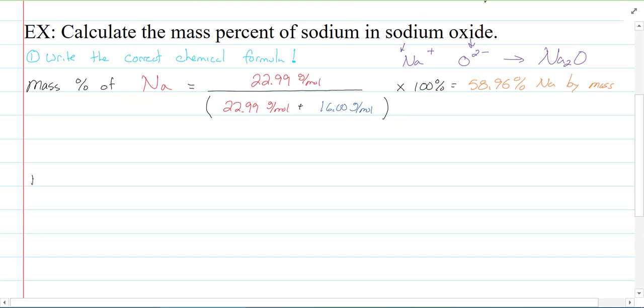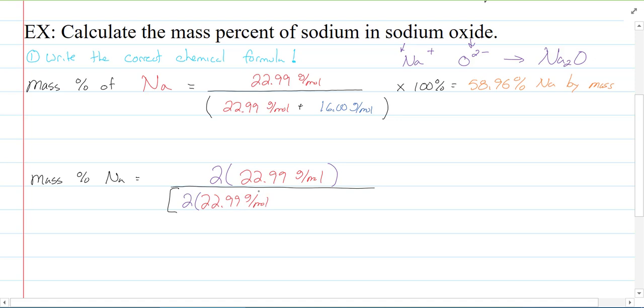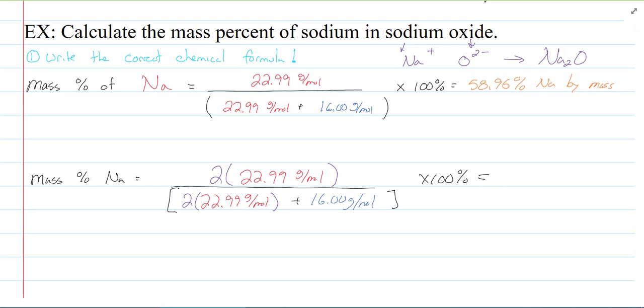So really, the mass percent of Na would be 2 times 22.99 grams per mole, divided by the 2 times the 22.99 grams per mole plus our 16.00 grams per mole, times our 100%, and I actually get 74.19% Na by mass, which makes sense because it's mostly sodium.